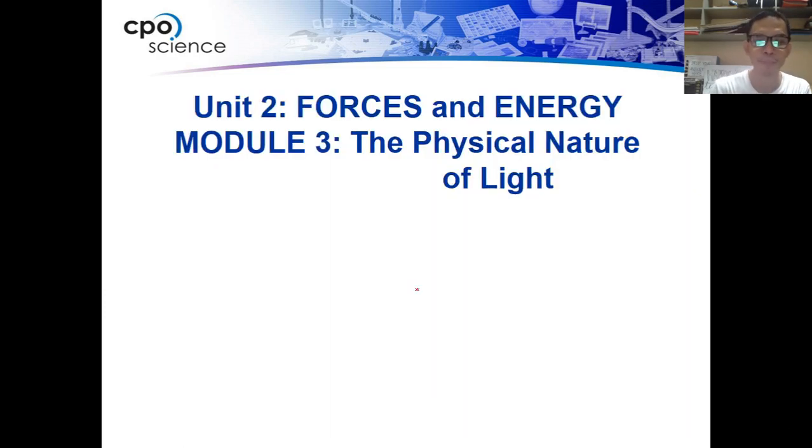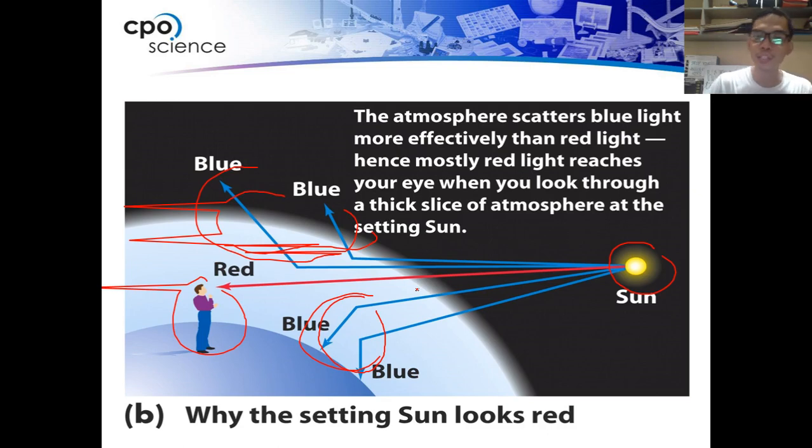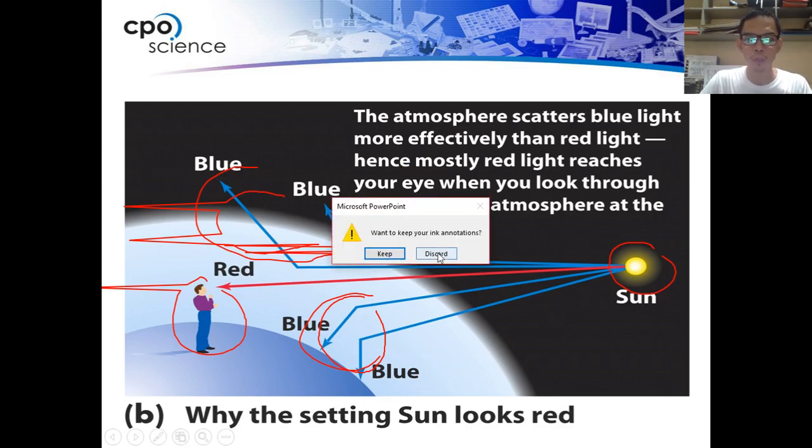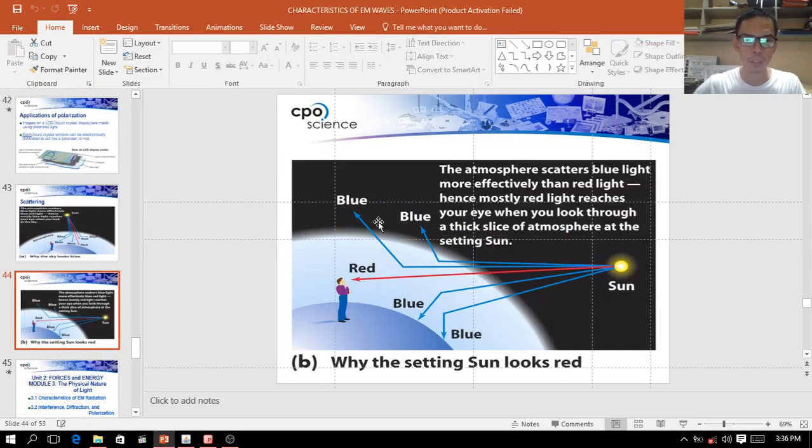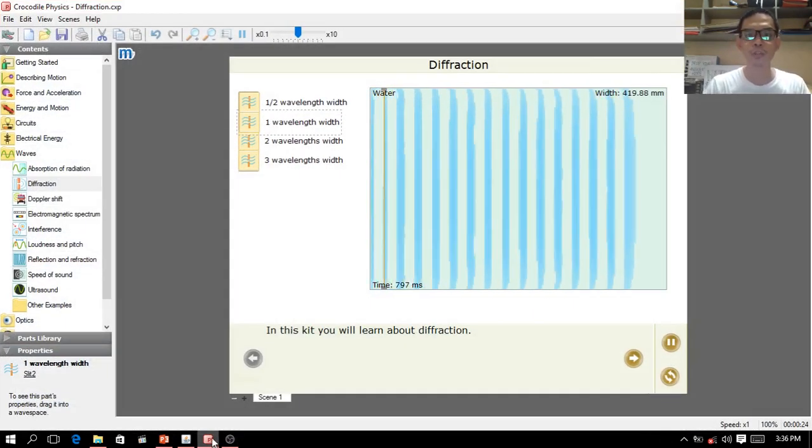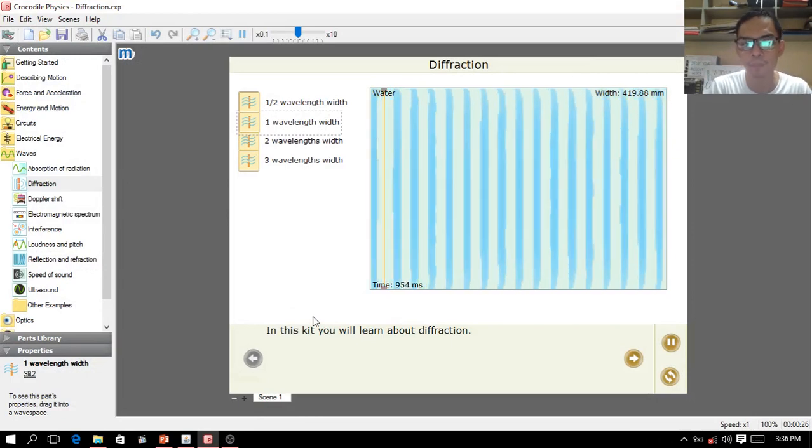Okay, next one. All right, so that is your polarization. So when an electromagnetic wave undergoes diffraction, undergoes interference, and it undergoes polarization, or it becomes polarized, then therefore we can say that light is a wave. Now, for us to see what diffraction looks like, we can use this simulation here to see how diffraction works.